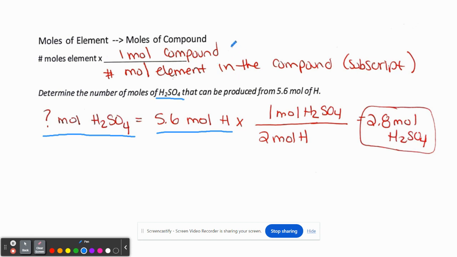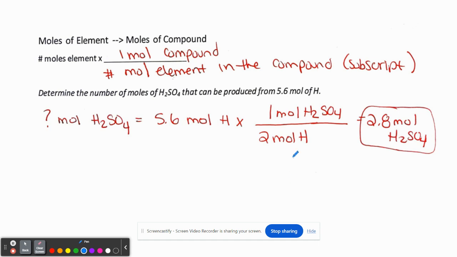Based on our formula up here, let's decide. Look at H2SO4. You want to look at the little subscript. How many hydrogens are there? There are 2. So we want to write the number of moles of hydrogen on the bottom. There are 2 moles of hydrogen, and that's for every 1 mole of H2SO4. So again, we came up with a ratio. For every 1 mole of H2SO4, there are 2 moles of hydrogen.